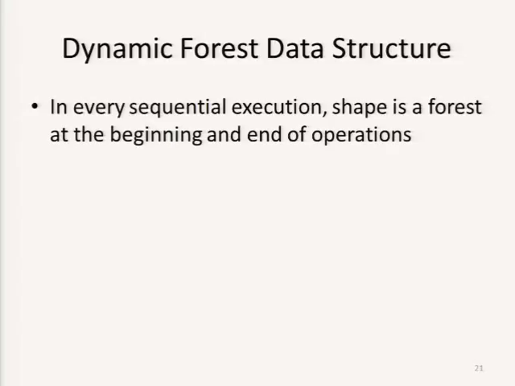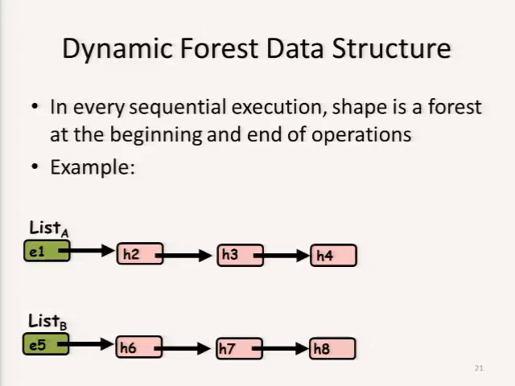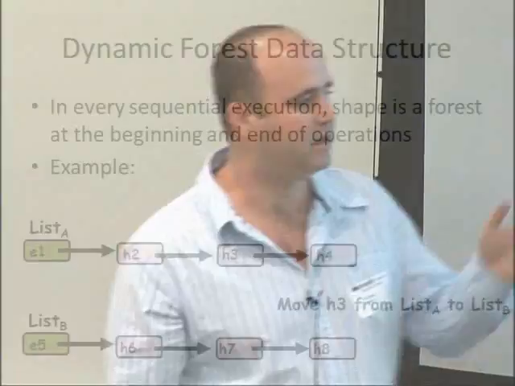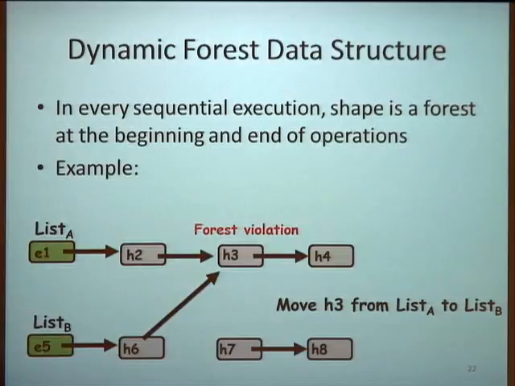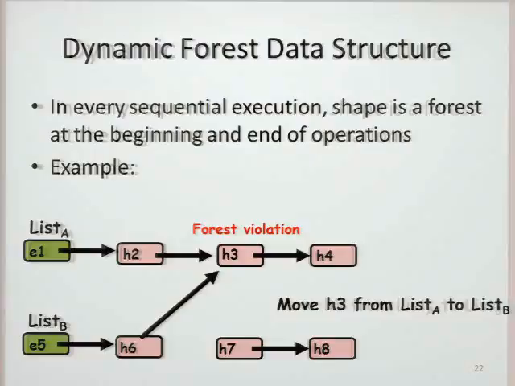It works if we know that the shape of the data structure is a dynamic forest, and the definition is that in every sequential execution, in every execution with a single thread, the shape is a forest at the beginning and the end of each operation of the data structure. So if we have a data structure that is composed of two lists, for example, it is okay, this is a forest. It is okay that such a data structure will have an operation that changes the graph here. For example, moves H3 from list A to list B. Such an operation will violate the forest. During the operation, this is not a forest. But this is okay for a forest-based data structure as long as at the end of each such operation, the shape will be a forest.